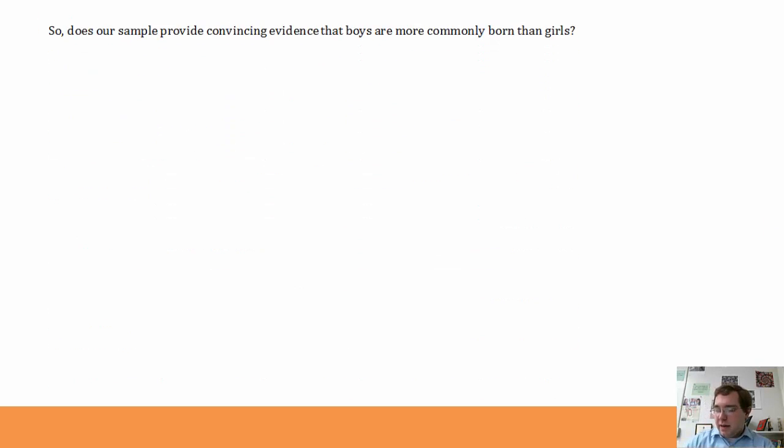So, back to our example. Does our sample provide convincing evidence that boys are more commonly born than girls? Well, let's run the hypothesis test. The hypothesis test we're running is a 1 proportion Z test, and we're going to run it with alpha equal to 0.05. And we need to state that up front.